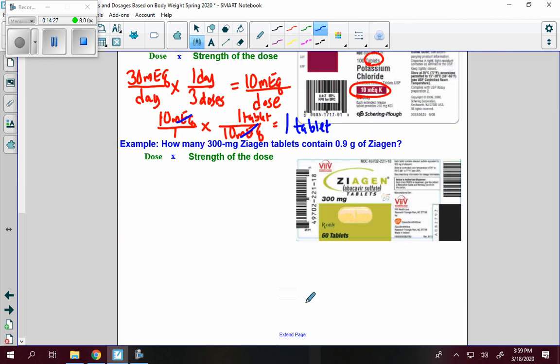So, the next example, how many 300 milligram Zyloprim tablets contain 0.9 grams of Zyloprim? Whew. We have dose times the strength. The problem here is I have a dose, which is 300 milligrams.